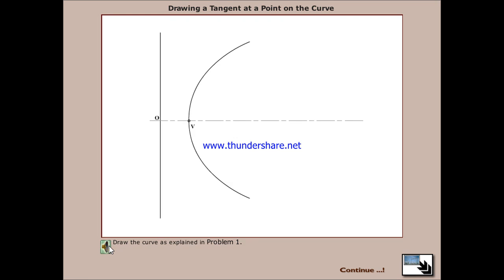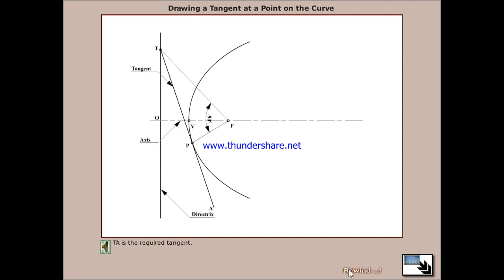Draw the curve as explained in problem 1. Let S be the focus and mark point P on the curve through which the tangent is to be drawn. Connect P to S. At S, draw a line perpendicular to PS to intersect the directrix at T. Connect T to P and extend it. TA is the required tangent.